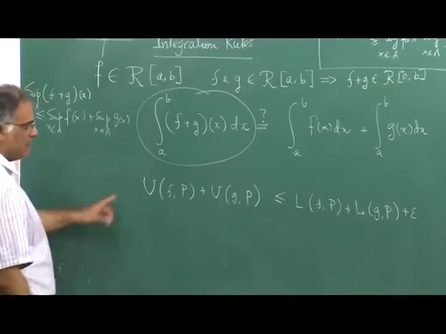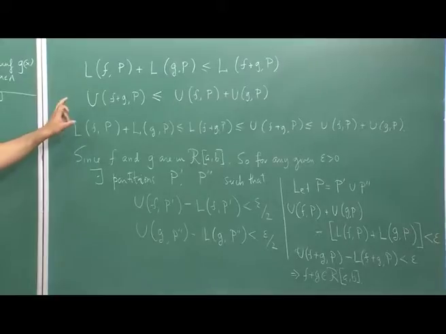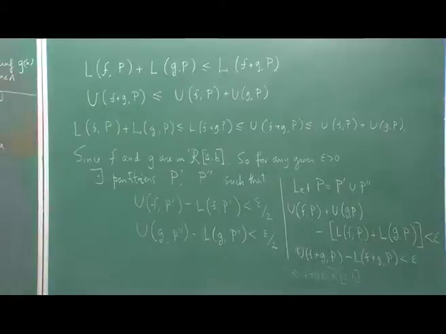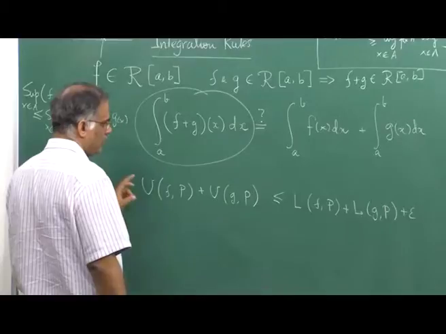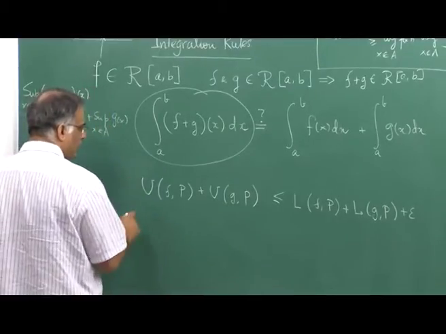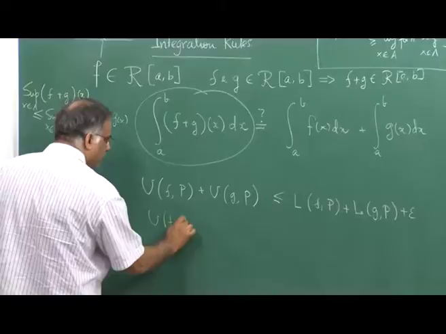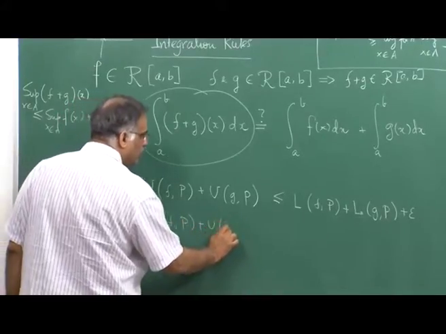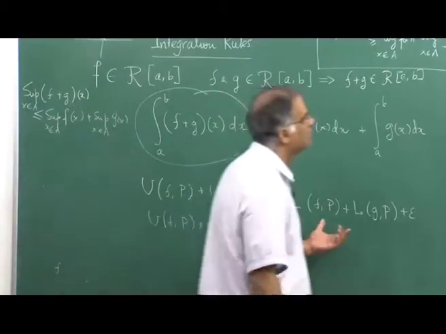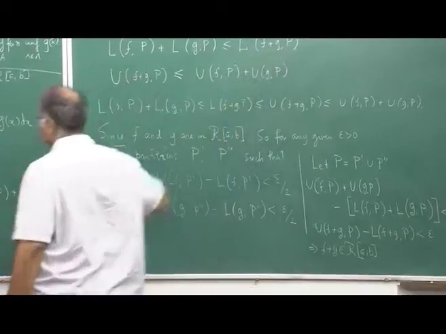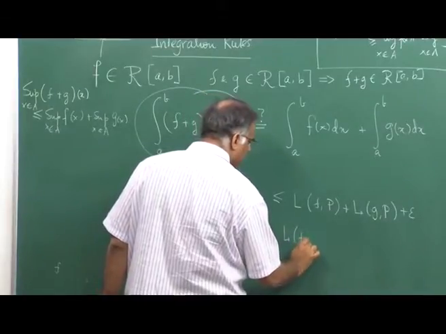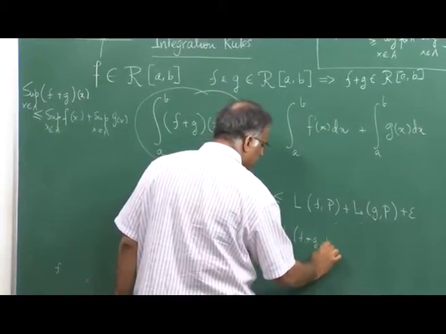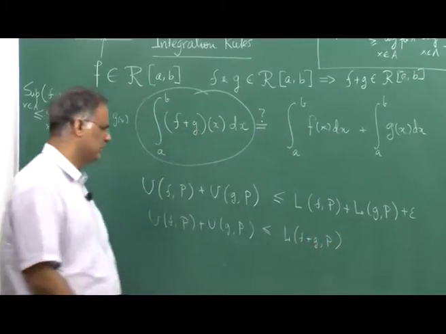But this again, as you have proved here, so what do you have from here? You have the following: U of f,P plus U of g,P. Now I am applying this fact on this. So, it will give me L of f plus g,P, okay.